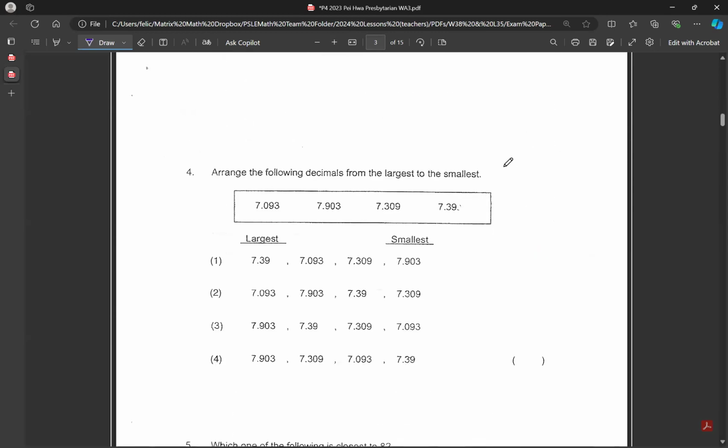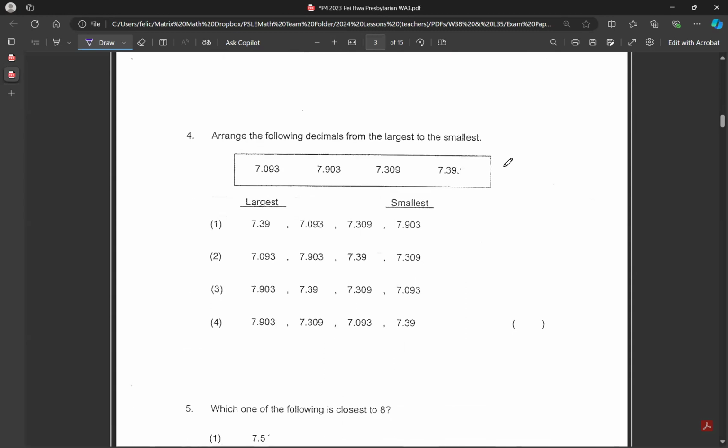Now, arrange the decimals from largest to smallest. Remember, whenever you want to compare decimals, make sure the number of decimal places is the same for all of them. If you look, this is 3 decimal places, 1, 2, 3. This is also 3 decimal places. This one only has 2, so you add a 0 behind to make it 3 decimal places. The 0 has no impact on the value. It's just to help us compare easily across the 4 numbers. Since all start with 7, now we compare the first decimal place. Notice that in the first decimal place, there's a 9 here, so obviously that one is the largest, number 1. So options 1 and 2 are out.